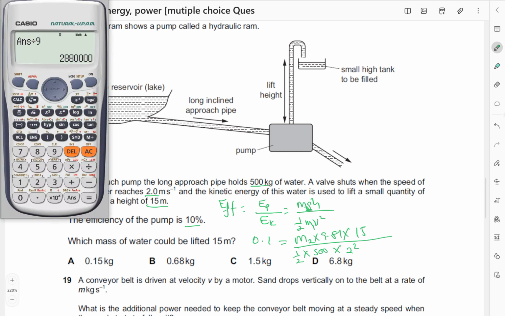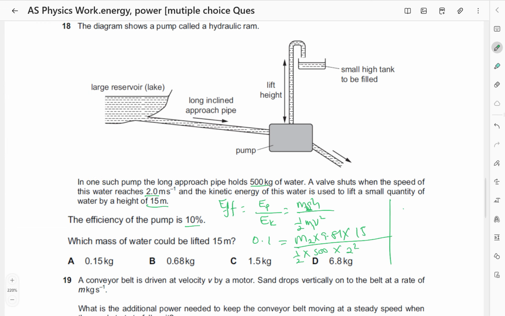So I'll just press my calculator here and make m the subject. I have 0.1 times 0.5 for a half, times 500, times 2 squared. Then I divide this by 9.81 times 15. And m2 is going to be 0.68. So m2, which is the mass raised, is 0.68 kilograms, which makes the answer to be B.